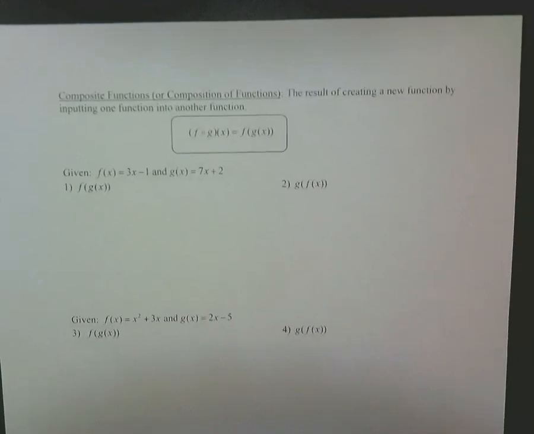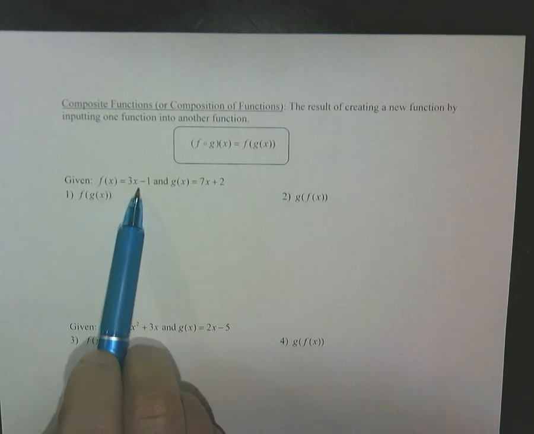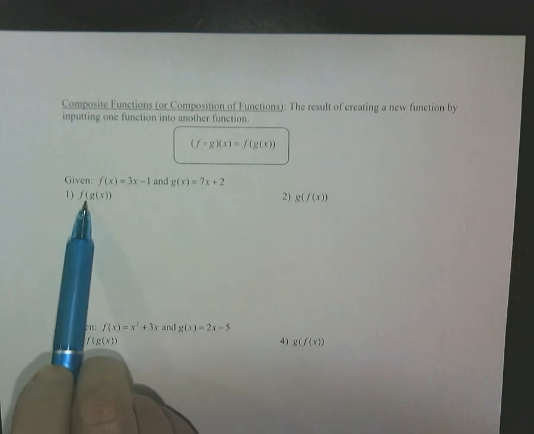So what I'm going to be doing, or I should say not one function with another function, you're replacing a variable with a function. You're combining two different things. So the first example I've got, I'm given f of x equals 3x minus 1, and g of x equals 7x plus 2. And I want this f of g of x.